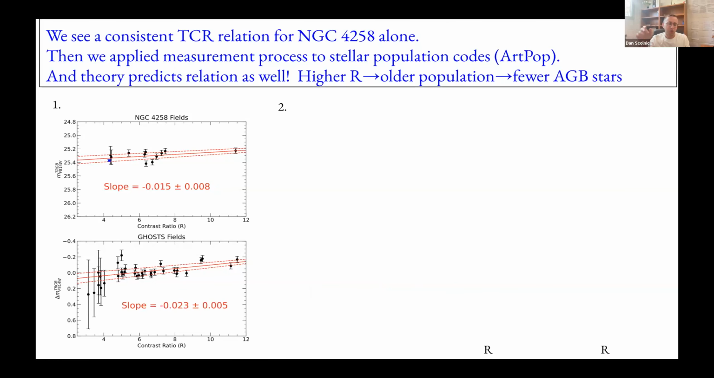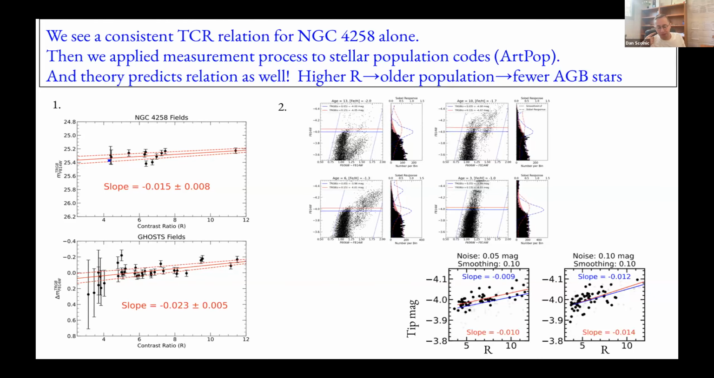Okay, now what's really cool is that this TCR relation, this 5 sigma relation we found for these ghost fields, we find this for the NGC 4258 fields as well. So it's not like this one-off thing. We also use this synthetic population code ArtPop. This is by Greco and Danieli. And actually, if you just put in expectations for these stellar populations, you actually can predict this TCR relation, that the tip magnitude will correlate with this R parameter. So we have multiple different data sets, as well as theory that's supporting it.